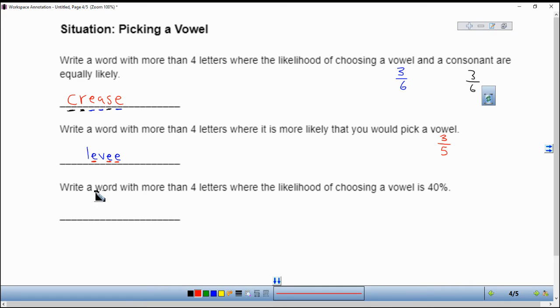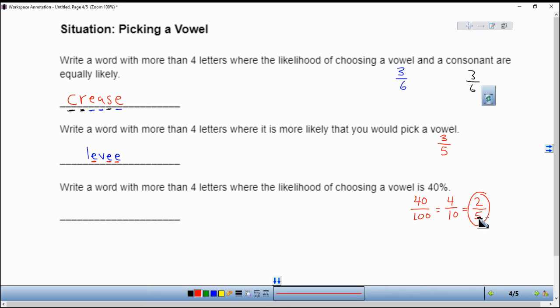All right, write a word with more than 4 letters where the likelihood of choosing a vowel is 40%. Now, 40% is 40 out of 100, that's the same thing if you were to simplify that to 4 out of 10. So you could write a 10-letter word with 4 vowels. That's kind of tough, but you can also simplify this to 2 out of 5. So let's aim for that.